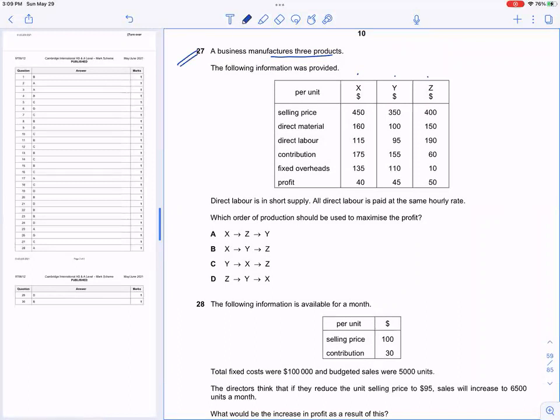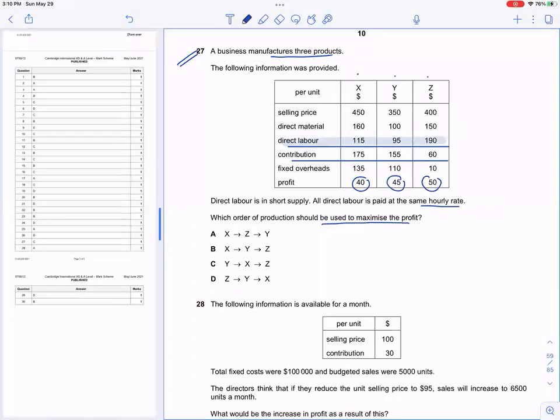Selling price minus variable cost gives you contribution. Contribution minus fixed cost gives you profit. Okay. Direct labor is in short supply. That means this is the limiting factor. All direct labor is being paid the same hourly rate. Okay. They are paid the same hourly rate. Which order of production should be used to maximize the profit?